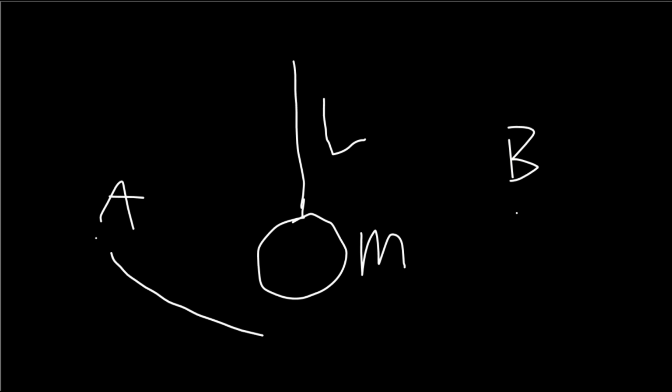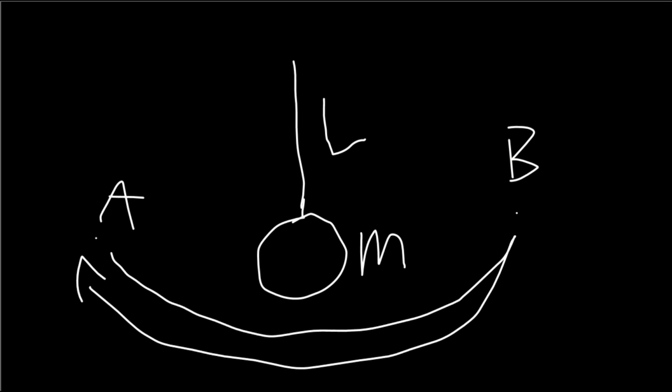right here. Length L, mass M. And let's say I drop it from point A. And here's point B. The period of the pendulum is from the time it travels from point A to point B and back again. That time is called the period of the pendulum.